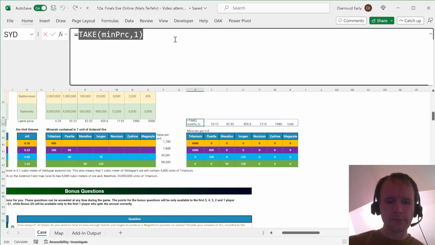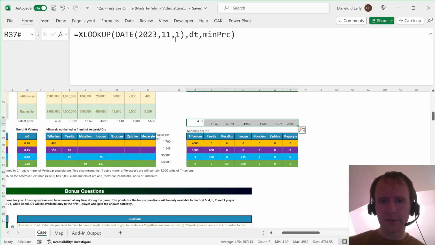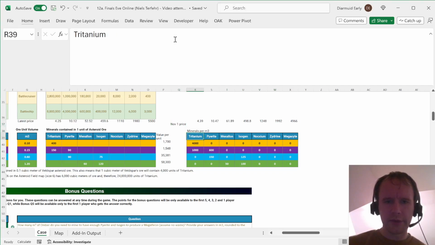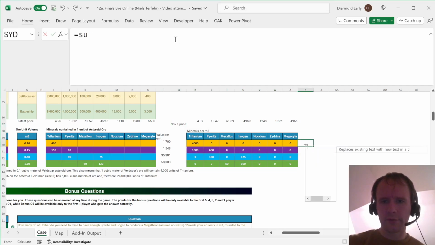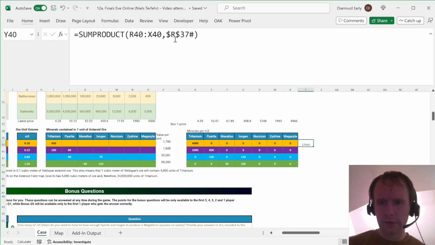Let's XLOOKUP date 2023 11/1 in DT returning from min PRC. So that's the prices on that date. So let's say NOV1 prices. And we put that next to the minerals per meter cubed. So we say sumproduct of this with this, lock, copy down, and then I think we're just interested in the max of these.